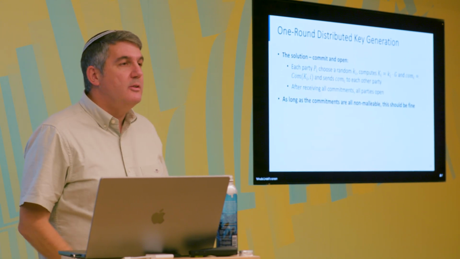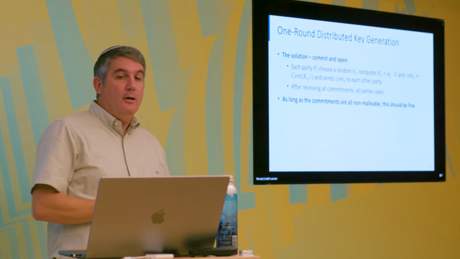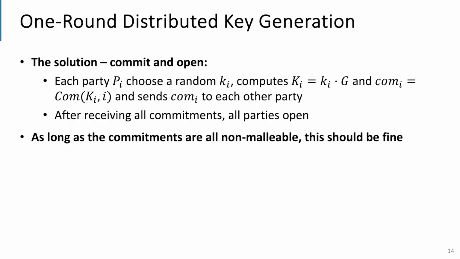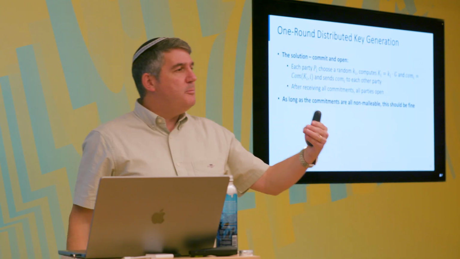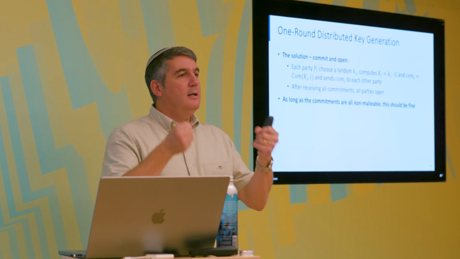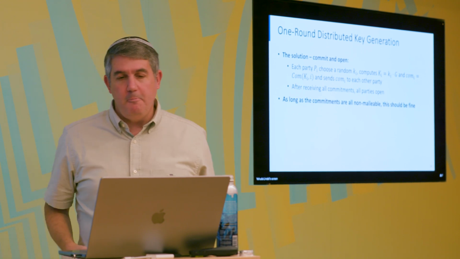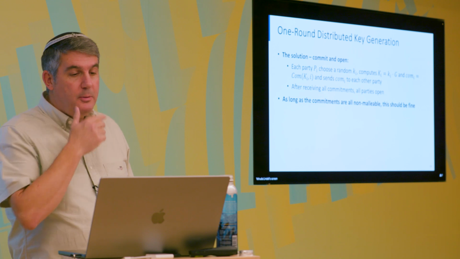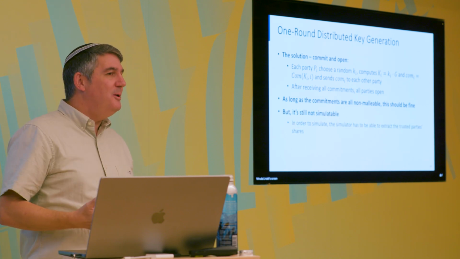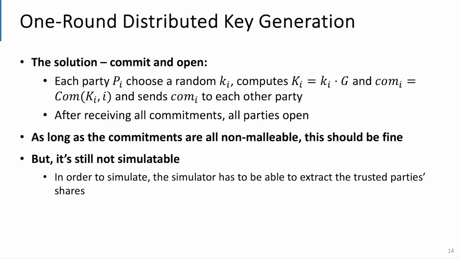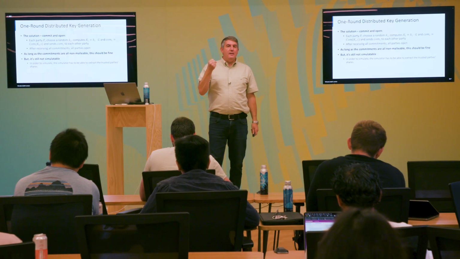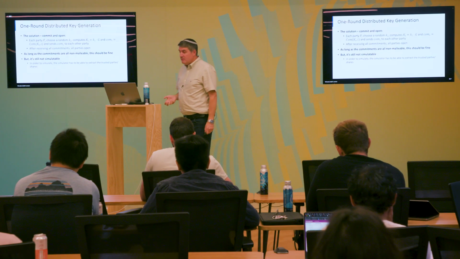So what's the solution? The solution generally is to commit and open. So I commit to my Ki, and then I open, and as long as the commitments are non-malleable, so I can't make my commitment depend on somebody else's commitment, this guarantees independence between them, and then we can claim that you're unable to bias the output. But it's still actually not simulatable, because to get simulatability, I need to be able to extract from each corrupted party their share that they're using.